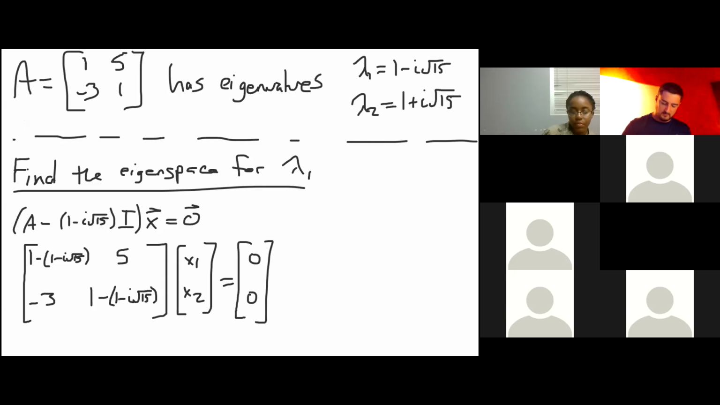Let me actually go back to the other screen. So this becomes this matrix right here. I'm underlining in red. What does that simplify to?